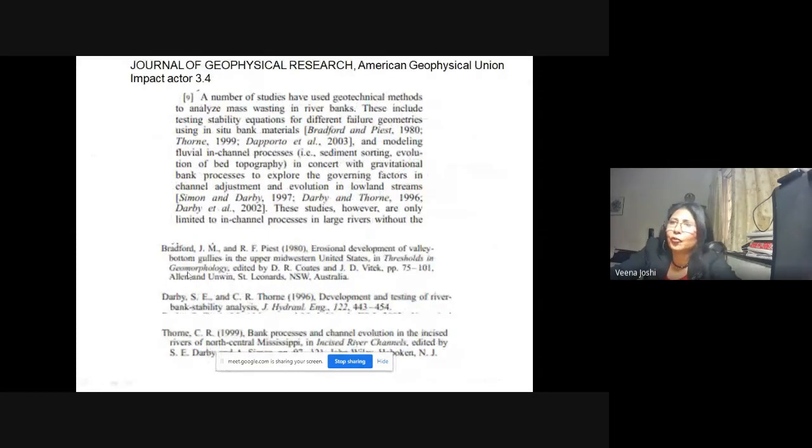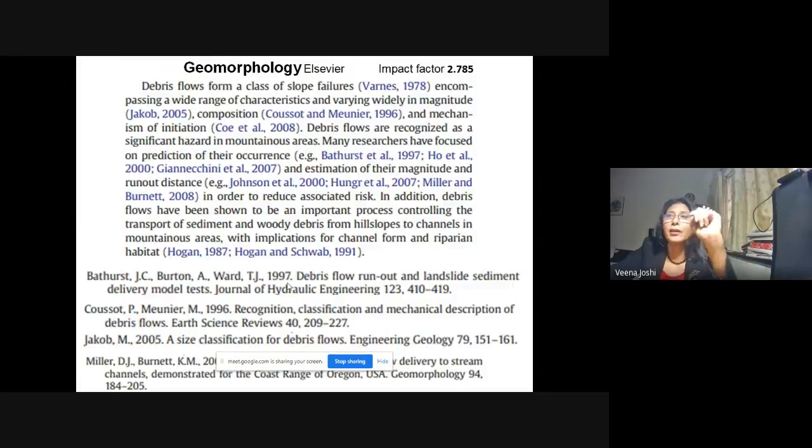Journal of Geophysical Research is not like this, look. Bradford JM, RFPS 1980. Missing reference is what is so serious, and we don't teach the students that it's not allowed. You cannot miss any single one here. Anything that you cite over here, in the end it has to come without breaking the format. This is what you call formatting.